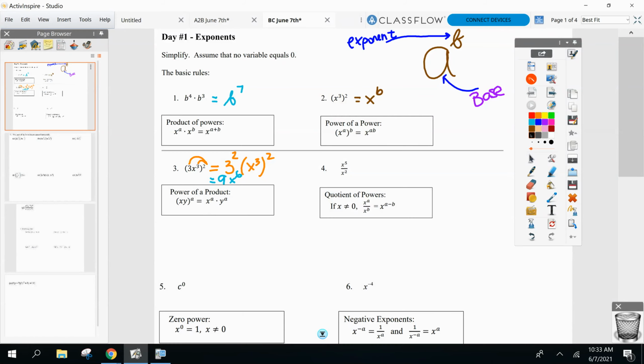When I divide, I got to subtract the exponents. Divide, subtract the exponents as long as the bases are the same. Remember, all these rules are only applied if the bases are the same. So x to the 5th divided by x squared, subtract them, x to the 5 minus 2, x to the 3rd. Questions, comments, concerns?